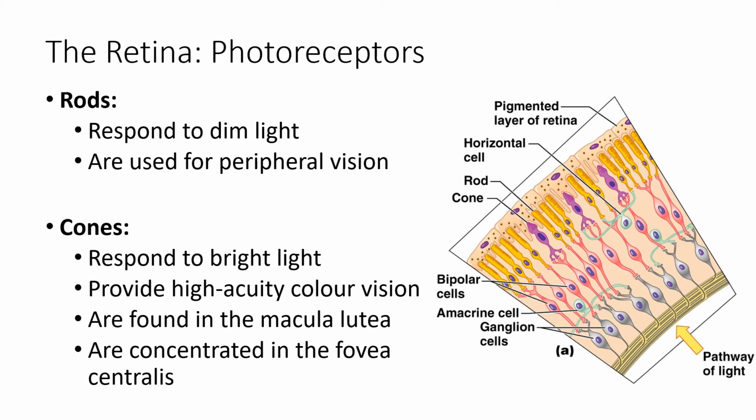Rods are more numerous, but they're more sensitive. So rods respond to very dim light. In fact, it's thought that one photon can activate a single rod, which is pretty amazing. They're found throughout the eye, but especially the peripheral area of the retina. So the periphery of the retina has only rods and no cones.